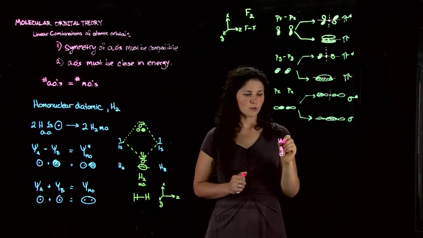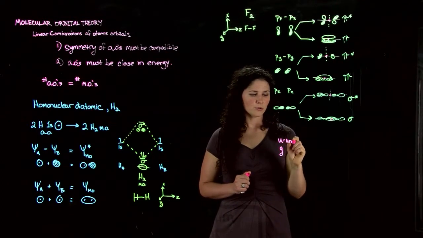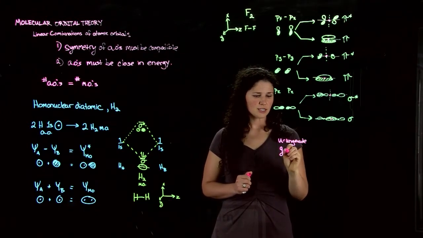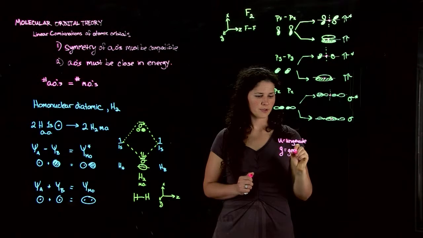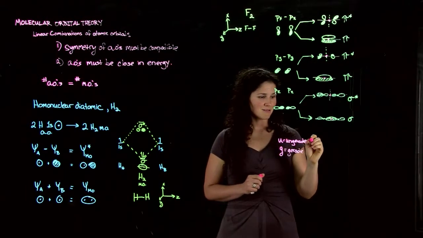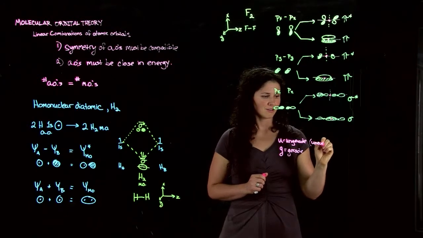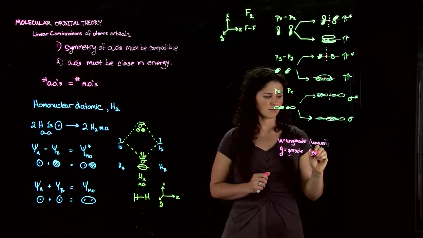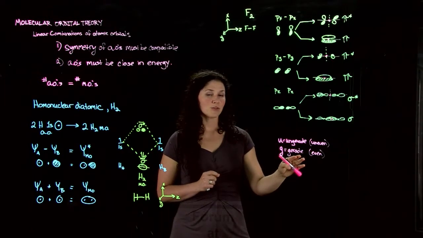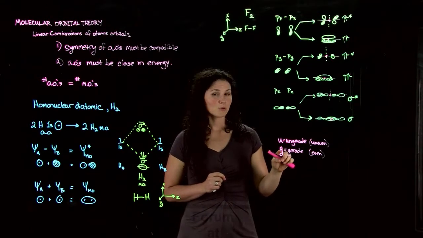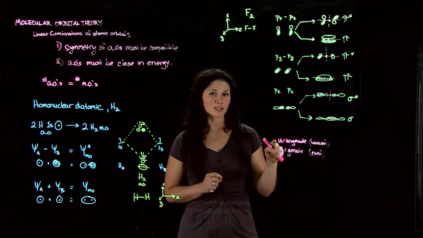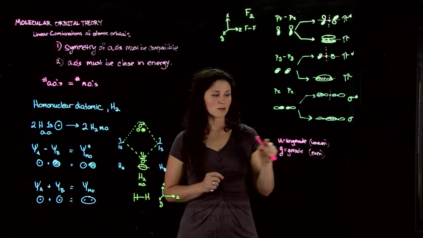So U stands for ungerade, and G stands for gerade. And these are just two German words that mean uneven or even. So if it's even with respect to the inversion center, it will be given a G subscript. And if it's uneven with respect to an inversion center, it'll be given a U subscript.